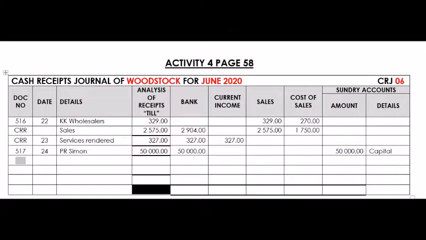In the CRJ, we issued a receipt, so it will be receipt number 518. It's on the 25th. The customer is M. Mark, who paid us 2,000 Rand, but it's not the last transaction for the day, so we can't bank the money yet, so we skip bank. It won't go to current income because we didn't render a service. We sold a bicycle. So the 2,000 Rand must be recorded in sales. And now we have to go and calculate our cost of sales using a markup percentage of 50%.